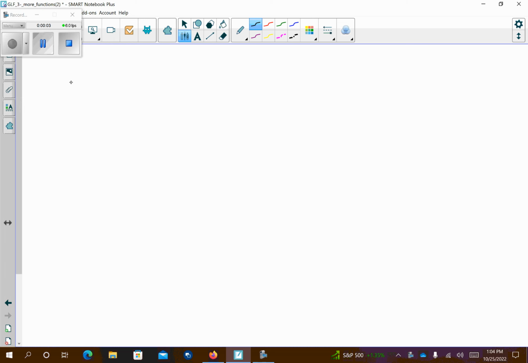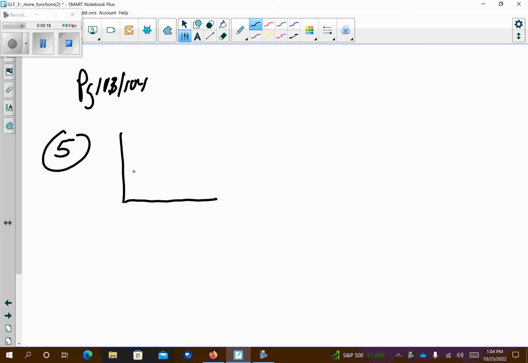This is the homework from last night. It was on page 103, 104. First one we want to try is number 5. So remember, we're looking at the graph that's in the book, and I'm going to try and draw what the graph looks like in the book.